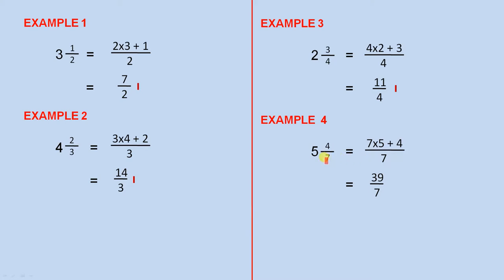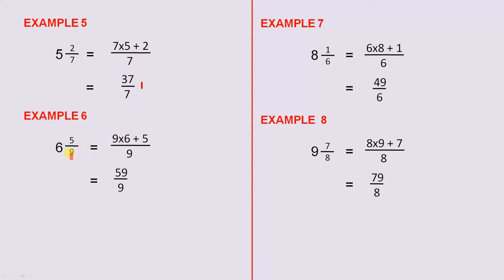Example 4, 5 4/7. 7 times 5, plus 4, divided by 7. 7 5s are 35, plus 4 is 39, divided by 7. Example 5, 5 2/7. 7 times 5, plus 2, divided by 7. 7 5s are 35, plus 2 is 37, divided by 7.